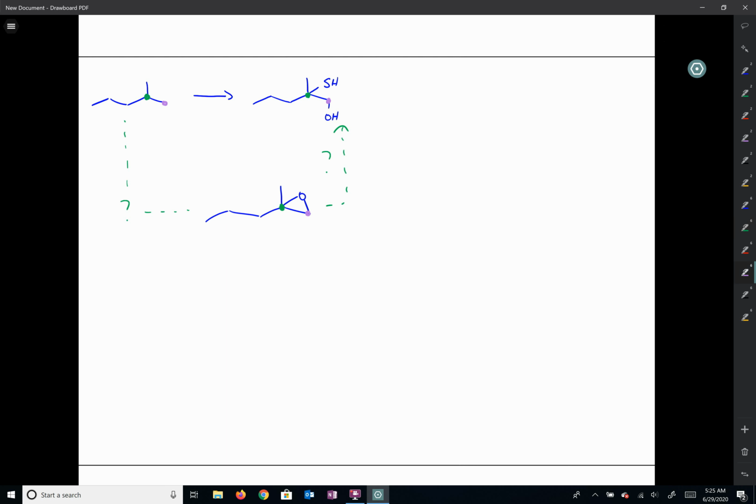So if we work under that assumption, then we look at that green carbon and we know we have that thiol added at the more substituted side of this epoxide. So what does that tell you? That means that this had to have been under acidic conditions. Acidic conditions.